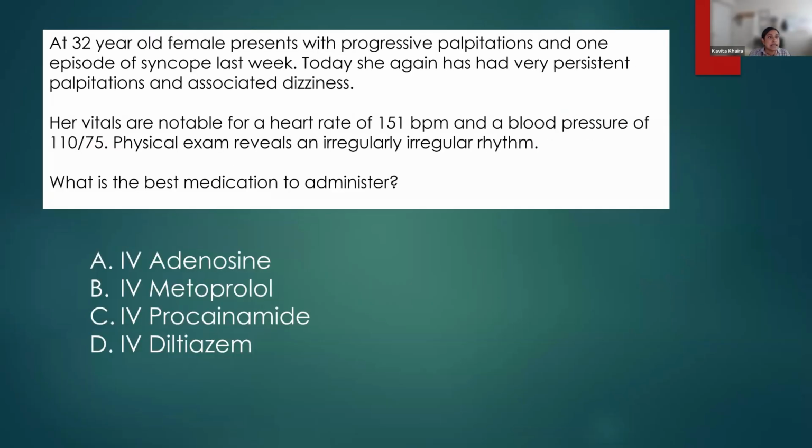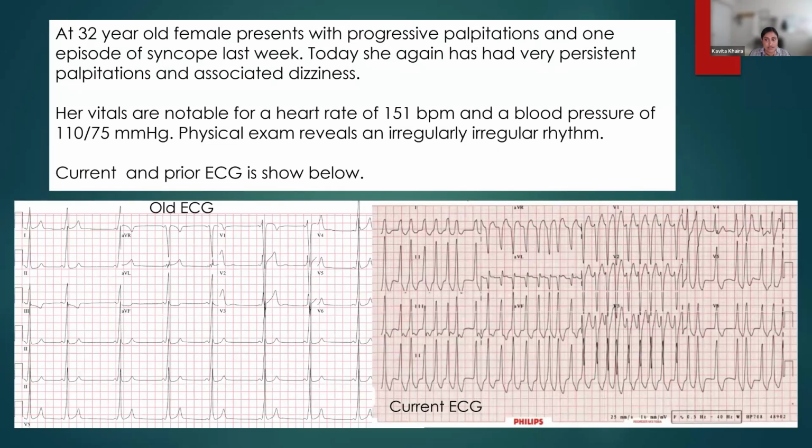All right, so the question is, what is the next best step medication to administer? Is it A, IV adenosine, B, IV metoprolol, C, IV procainamide, or D, IV diltiazem? I can go back to the EKGs for a second and then go back to the question.